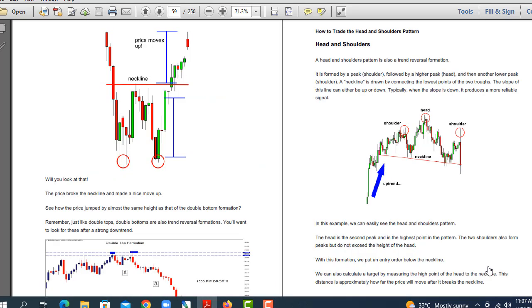Okay, all right guys, so having finished talking about the double bottom, let's look at another chart pattern that you want to look out for, which is called head and shoulders. You can see it plays almost like the double top, but there is a little bit of difference.